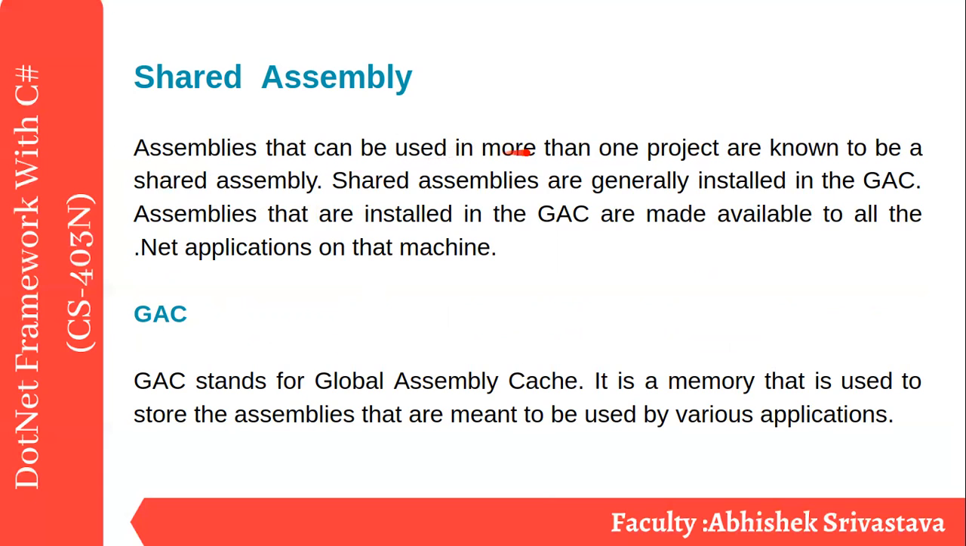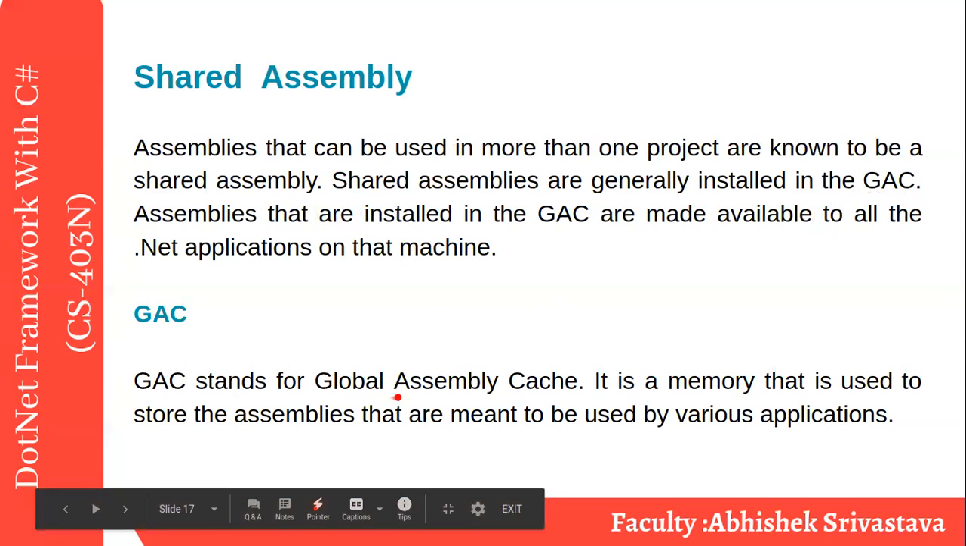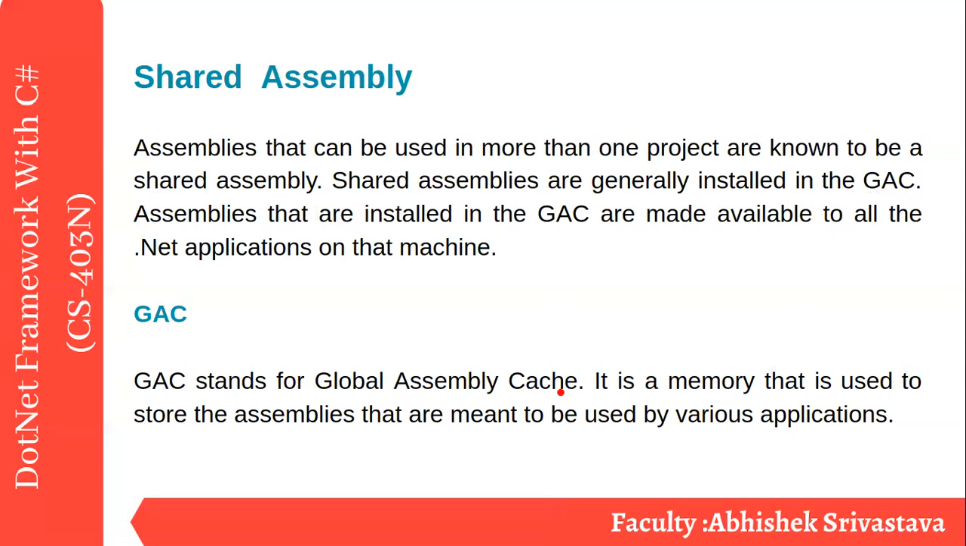An assembly that can be used by more than one project is known as a shared assembly. Shared assemblies are generally stored in the GAC. The private assembly is kept in the bin folder, while these are installed in the GAC. So what is GAC? GAC stands for Global Assembly Cache. Just like a bin folder is private, we have one globalized place where we put everything, and every project can access those assemblies.